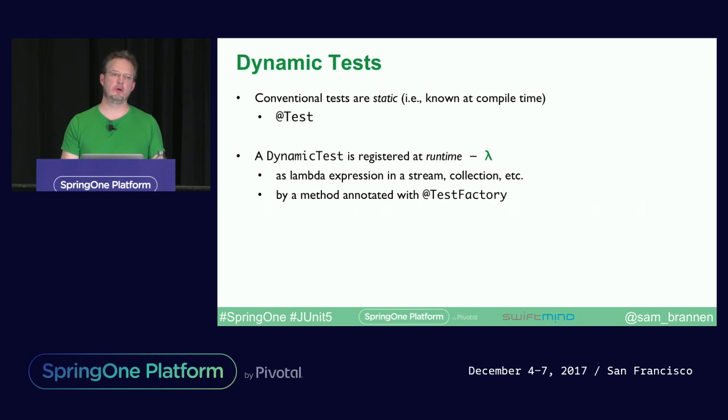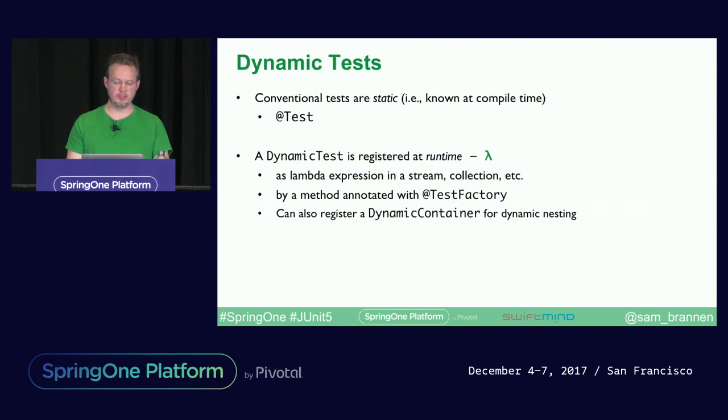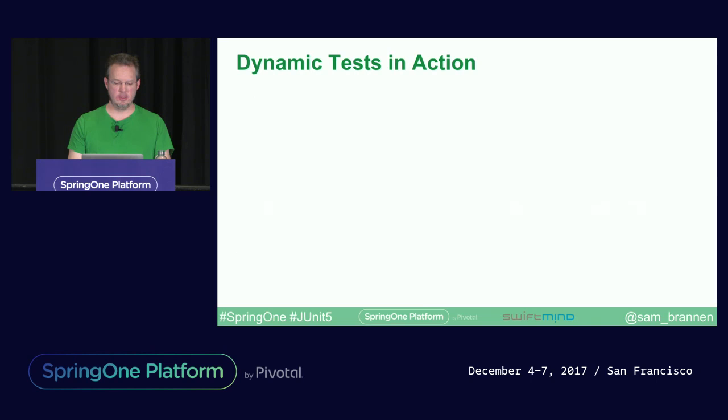We also have support for dynamic containers, so you could have nesting in your structure. You can have dynamic containers with more dynamic containers and eventually some dynamic tests. And the way you do that is you just annotate a method with @TestFactory and return a stream of these things. So it's somewhat analogous to the parameterized tests, but more dynamic in nature.